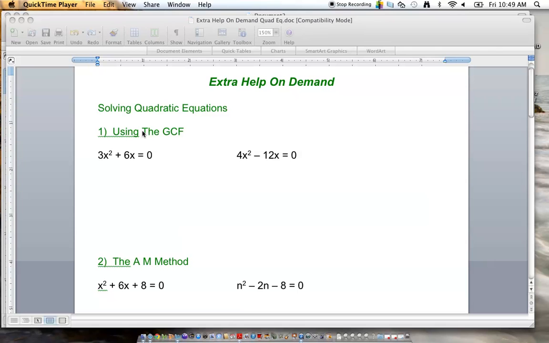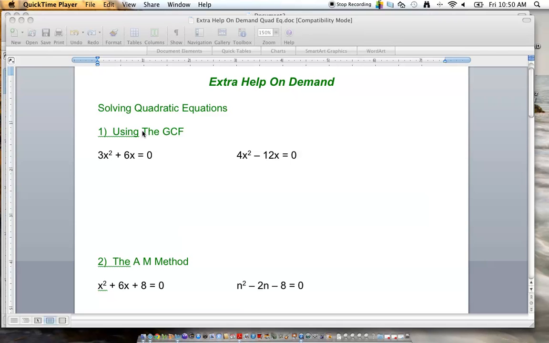Okay, a little more extra help on demand, and this time we're going to do quadratic equations. The quadratic equations will be very similar to what we did on the factoring section, except now we're going to turn them into equations where we set them equal to 0. So I'm just going to go through a handful of them, and hopefully by the end of these you'll see the similarities with factoring and the additional steps necessary to take.